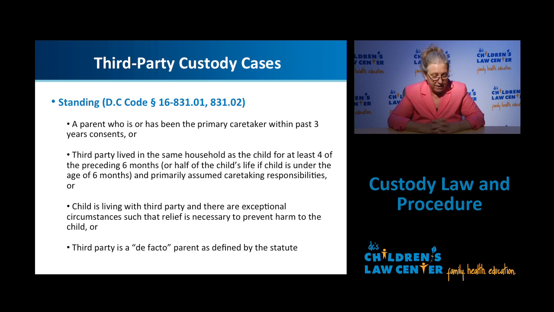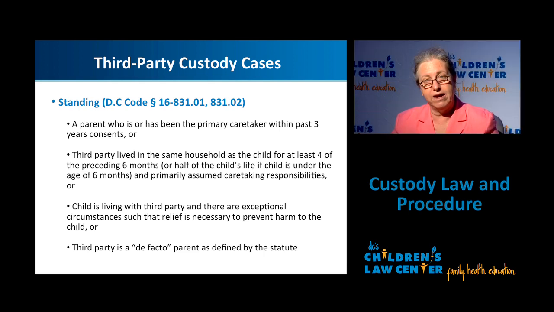Another basis for standing that's very common is that the third party has lived in the same household as the child for at least 4 of the preceding 6 months, the 6 months next preceding the filing of the action, or if the child is under 6 months old, for at least half the child's life, and the third party has primarily assumed caretaking responsibilities. So the basic idea is that the child has to have lived with the third party for this designated period of time, and the third party really was a primary caregiver. The parent could be living in the same household, but the third party really has to be a primary caregiver for this child, not just essentially a landlord or a nanny.